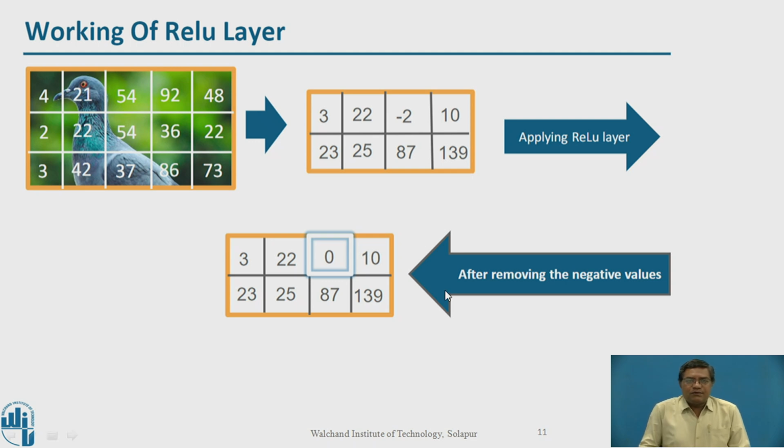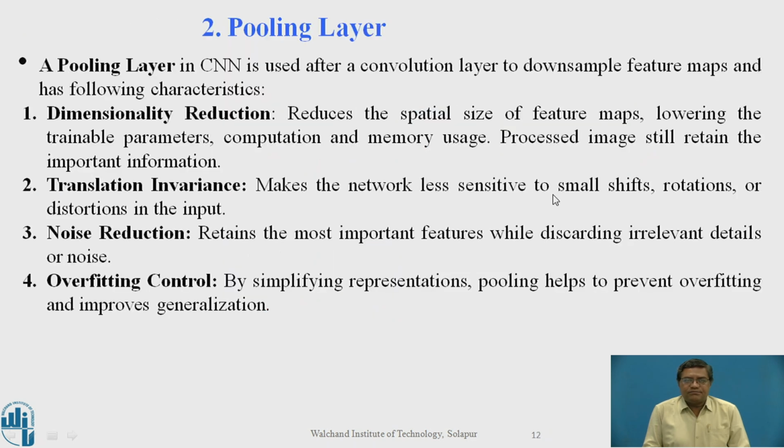So here is an example of how ReLU works on this convolved matrix. Here we have the value minus 2 in this matrix. This minus 2 value will be replaced with 0 by applying this ReLU layer.